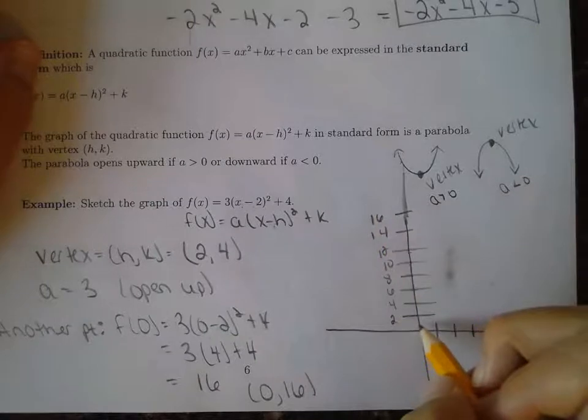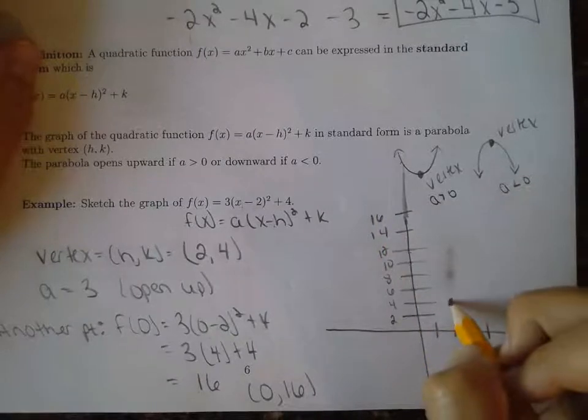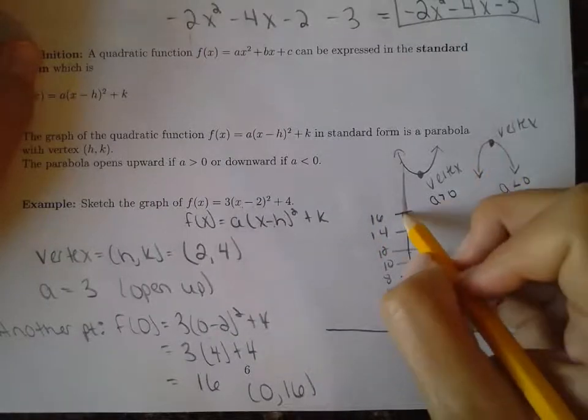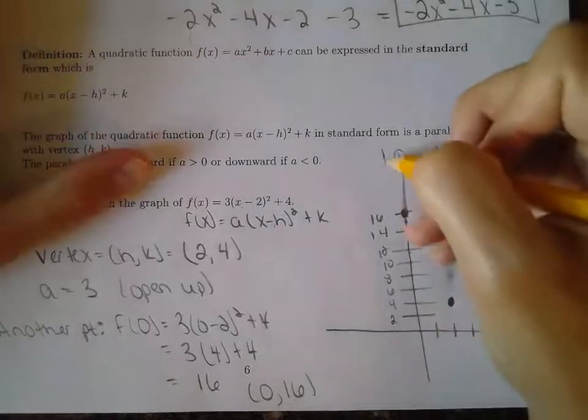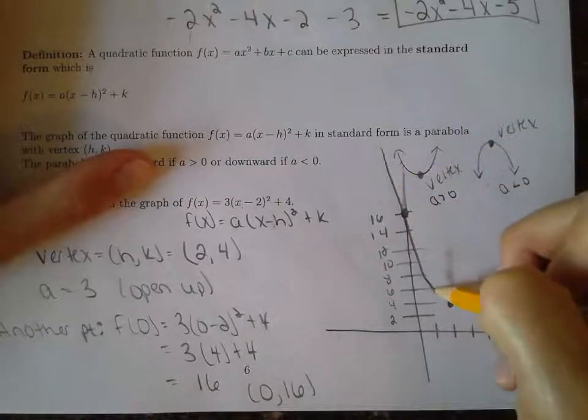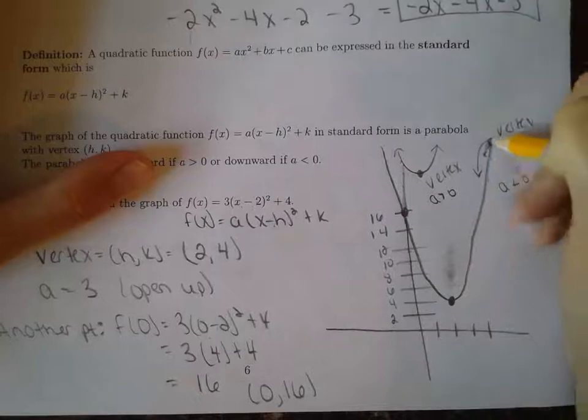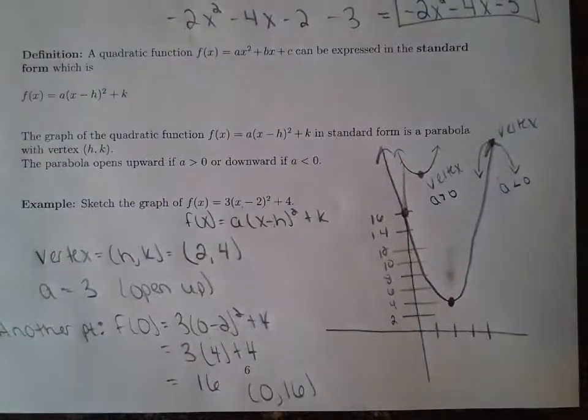Okay, so we have 2, 4 as our vertex. Then we have 0, 16 as just another point, which you guys can see. And then it's symmetric across that. So it's pretty steep here. Okay, so there is that quadratic function.